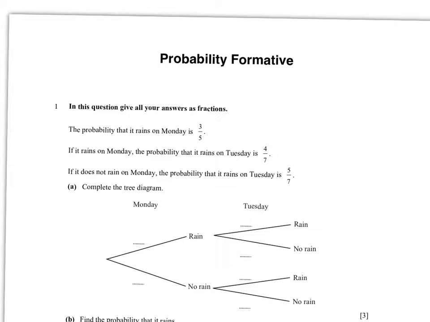We're going to go over the Probability Formative, Chapter 10. It does include some questions on statistics. So statistics and probability go together. That's why they're in the same chapter.